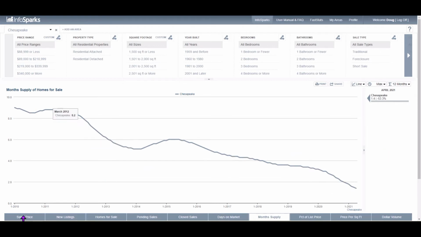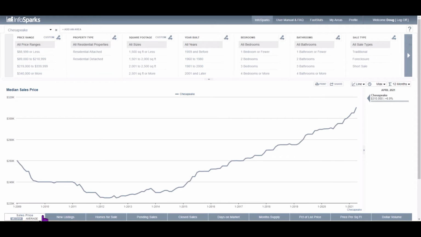All right, so let's take a look at sales price. What's going on with that? Just the opposite direction. Sales price in the city of Chesapeake, 6.9% over where it was last April. Average sales price, $310,000 is what an average home is selling for in the city of Chesapeake.